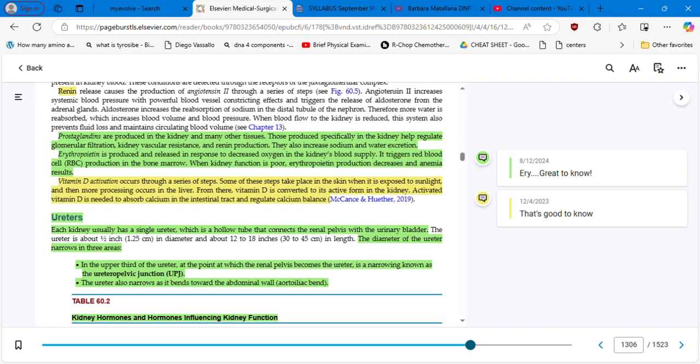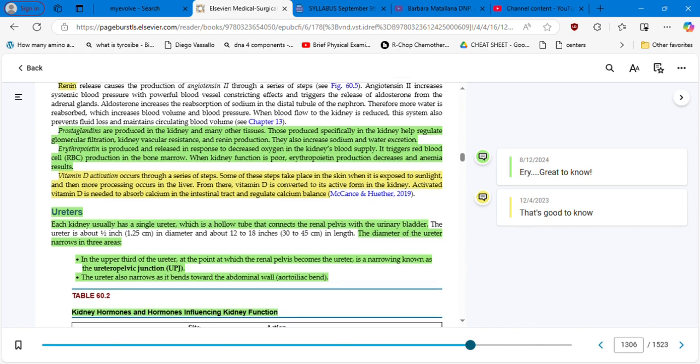Erythropoietin is produced and released in response to decreased oxygen in the kidney's blood supply, right? It triggers red blood cell production in the bone marrow. That's the most important part I want you to remember. When kidney function is poor, erythropoietin production decreases and anemia results. Okay, that's good to know.